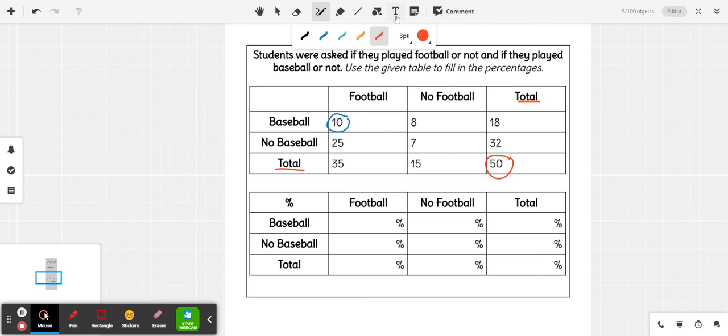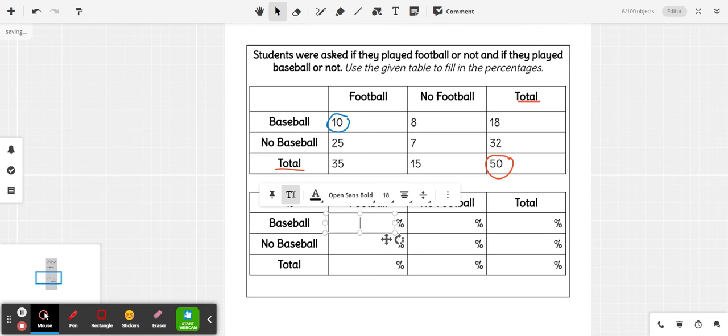So what we're going to do here with these 2 numbers is we want to divide them. So we have 10 divided by 50, and you will get 0.2. If you were to move that decimal 2 places to the right, your whole percentage will come out to be 20%.